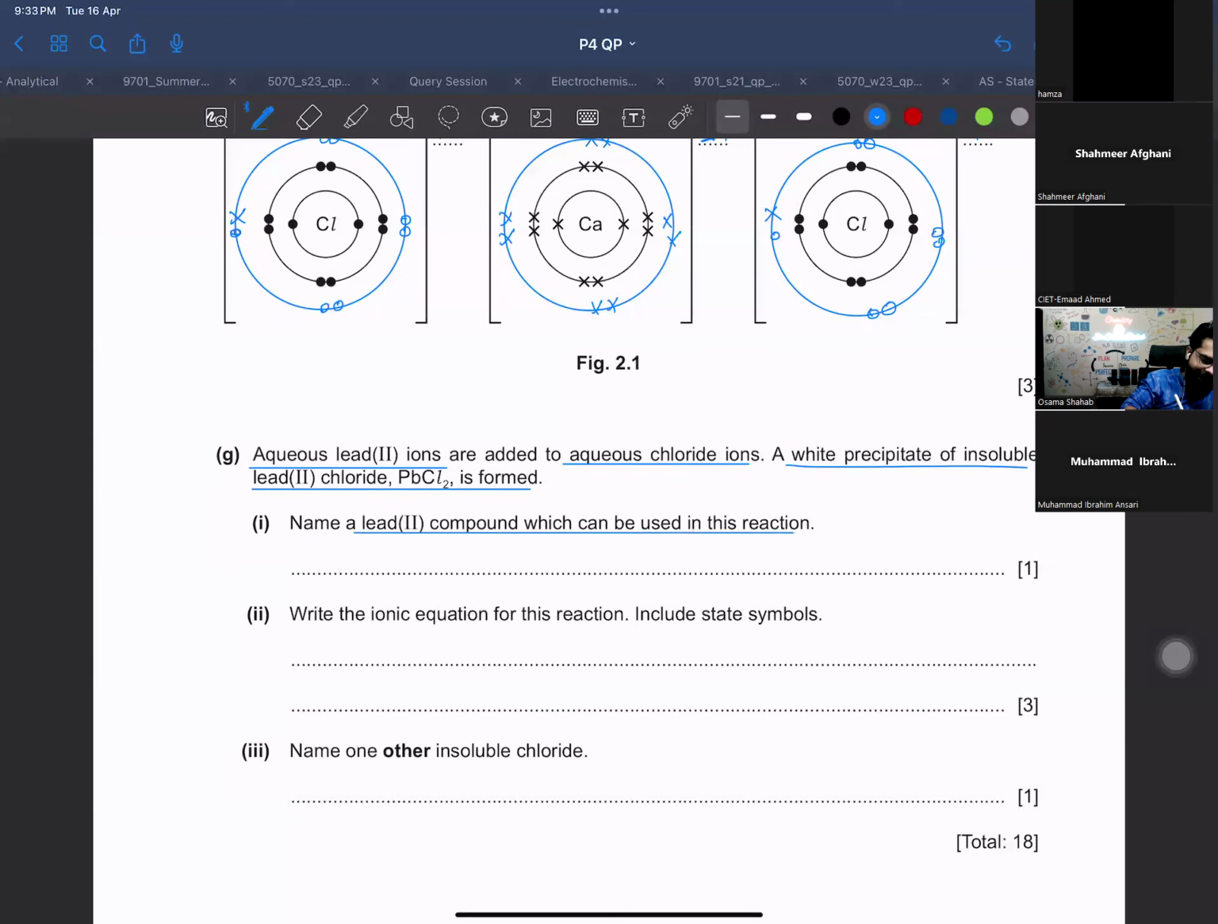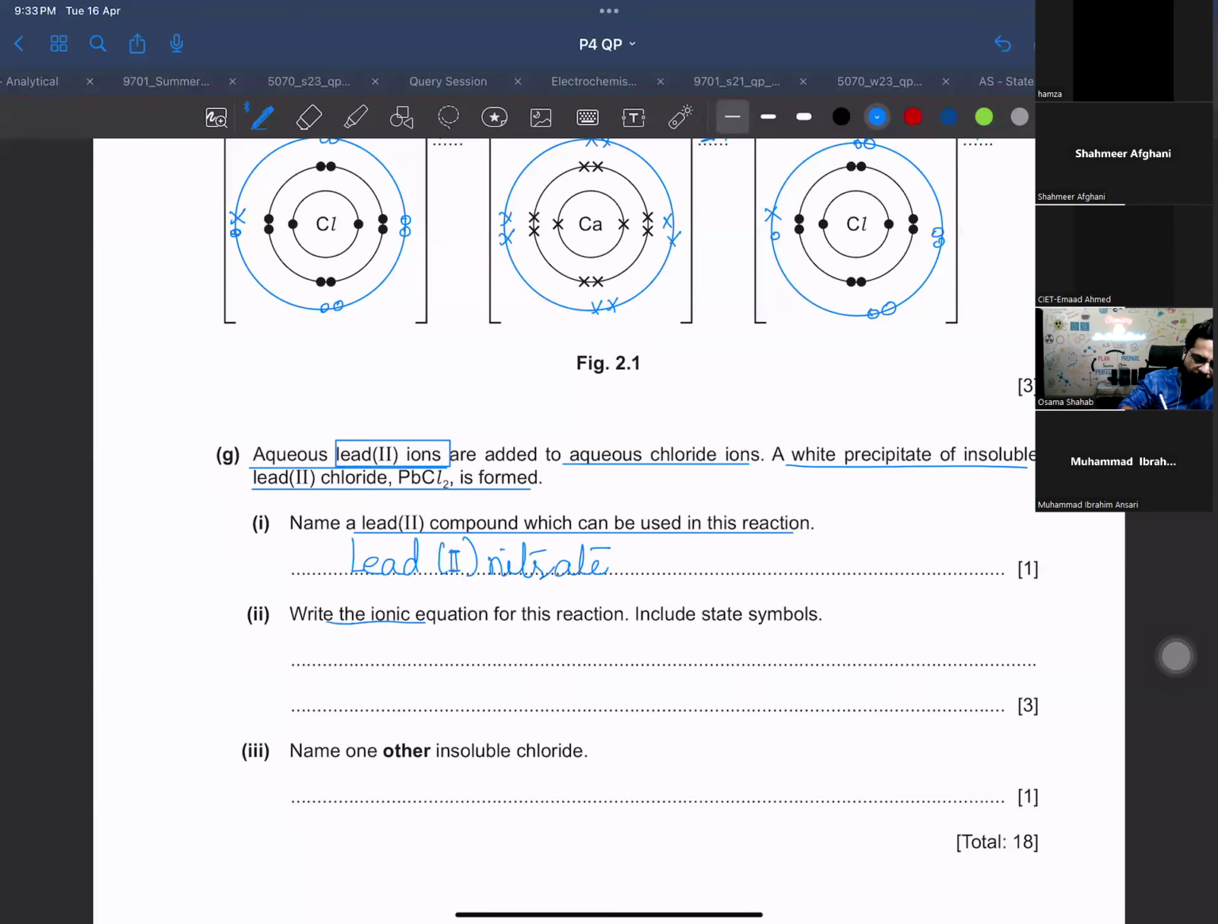So you can see this. This is aqueous lead ions, and we know this. The only soluble salt of lead is lead nitrate, as lead is, you can say, a transition metal. So we need to mention the transition state of this, and they already mentioned it, you can see this in the question.